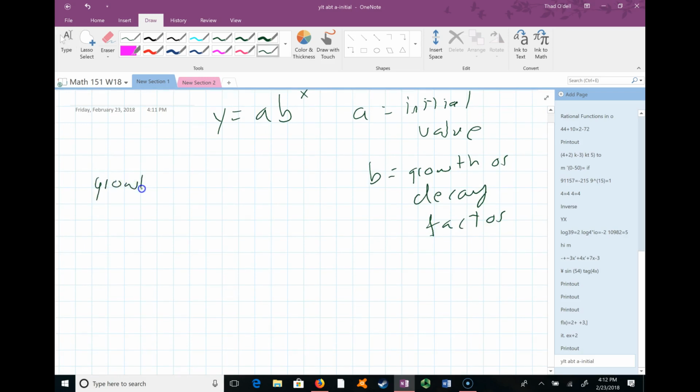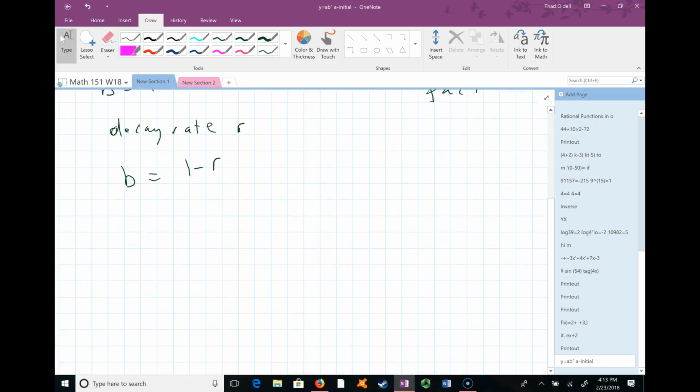We also talked about the fact that growth rate, if we call that, say, R, has a relationship with growth factor. So if we call growth factor B, that means B is always equal to 1 plus R. And if you're talking about decay, if decay rate was represented as R, then B, the decay factor, would be 1 minus R.